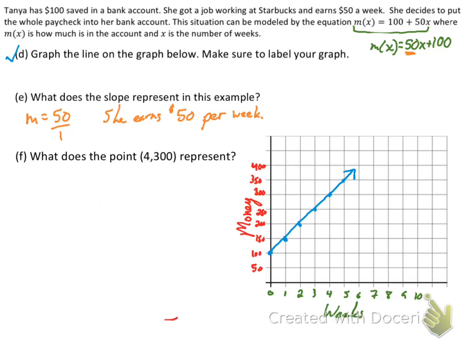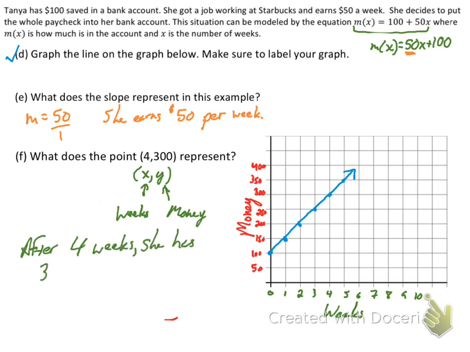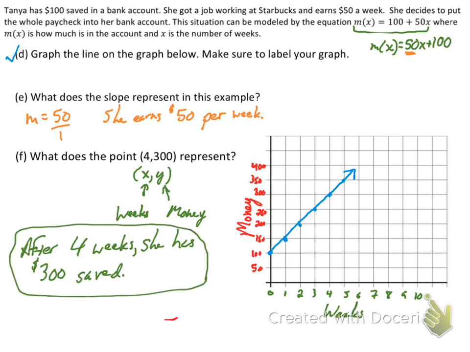Okay, and then what is the point 4 comma 300? Well, remember, 4 comma 300, that's in terms of x comma y. The x is the number of weeks, and what is the y? The y is the output, that's her money. So after 4 weeks, she has $300 saved. I want to be specific on a question like that and actually use the numbers that are in the coordinate and tell me what they mean.